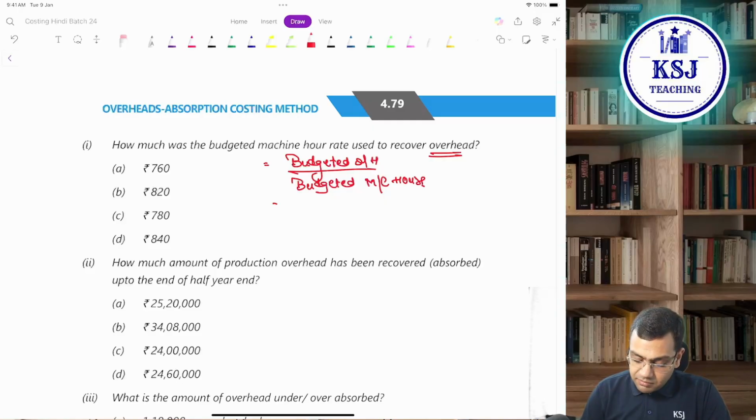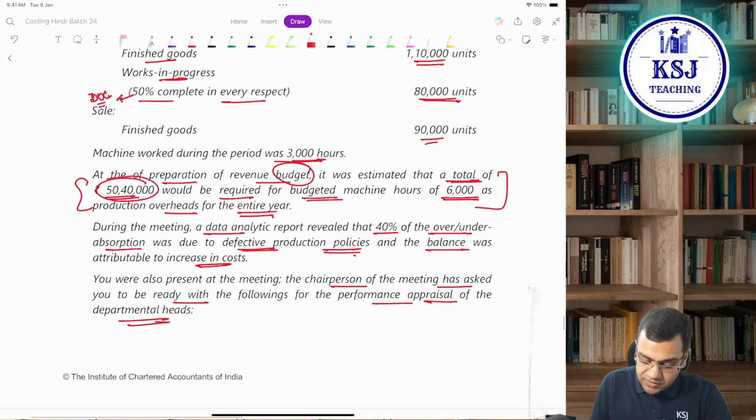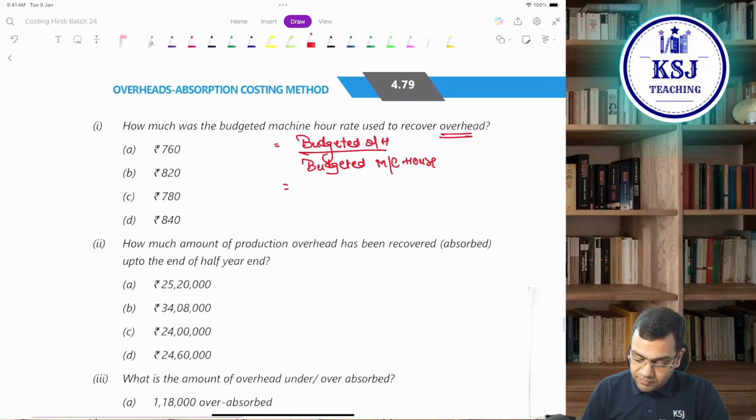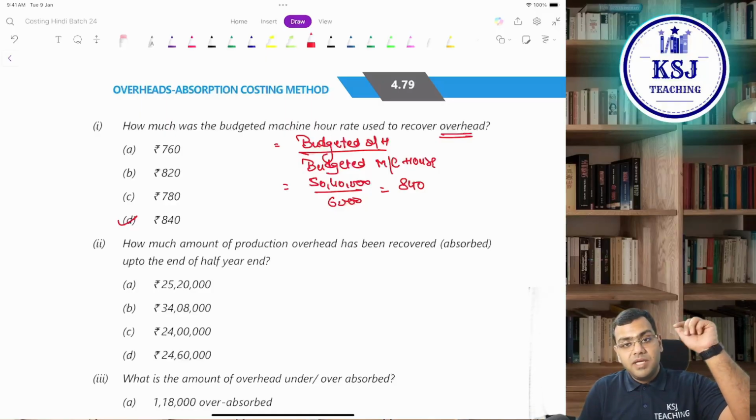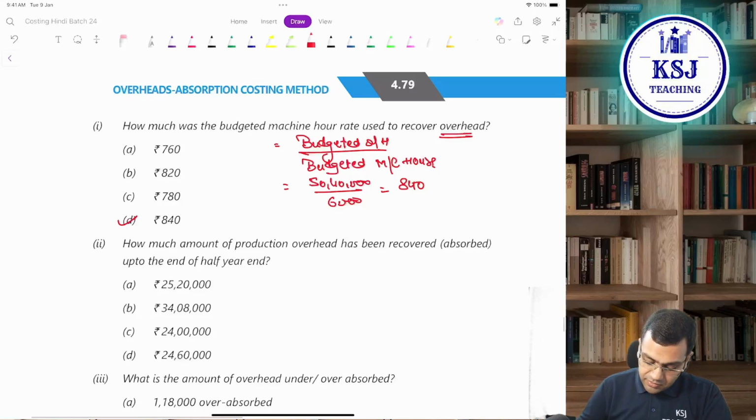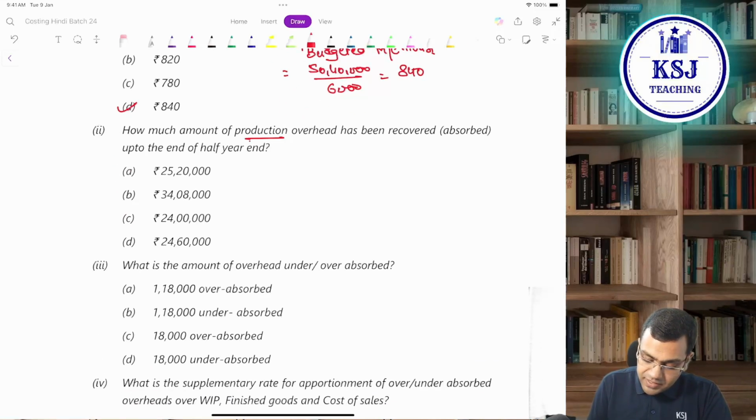Yes, sir. So what are the budgeted overheads given to you? The budgeted overheads are given as 50,40,000 for a budgeted machine hours of 6,000. So 50,40,000 divided by 6,000 comes to 840 rupees. This will be your machine hour rate. Remember the absorption part. When we calculate the machine hour rate, we use the budgeted data, because we calculate according to what has happened in the past period, right?